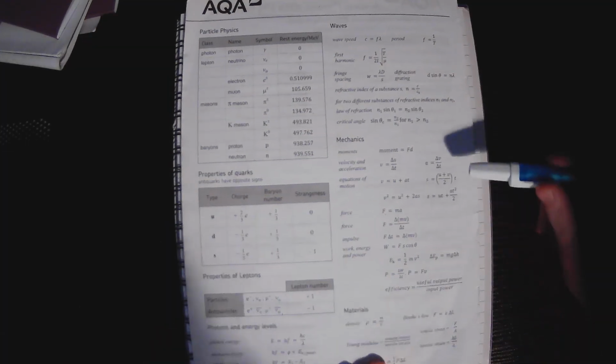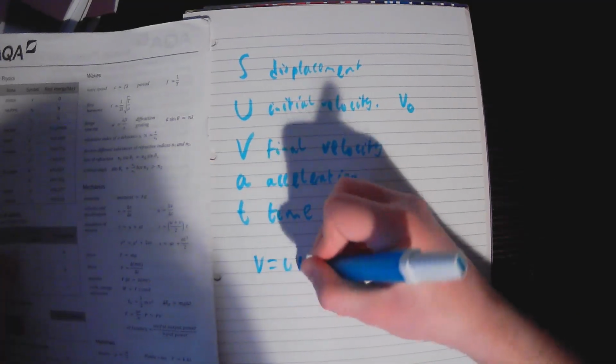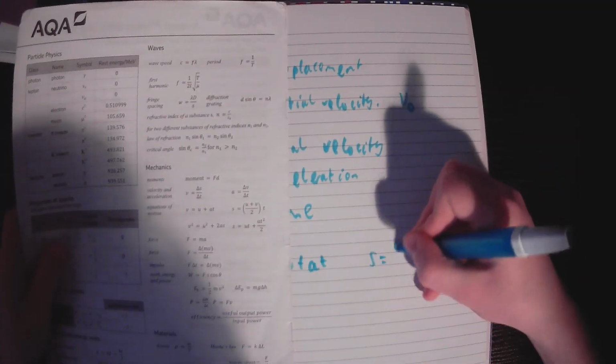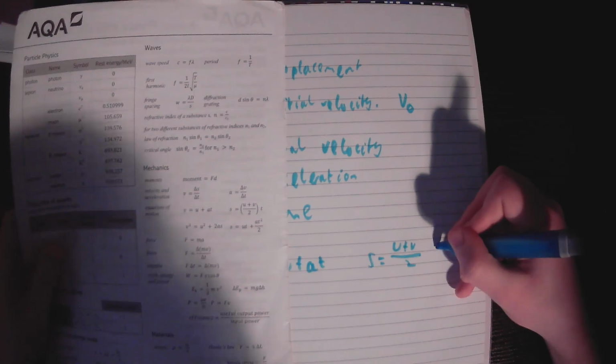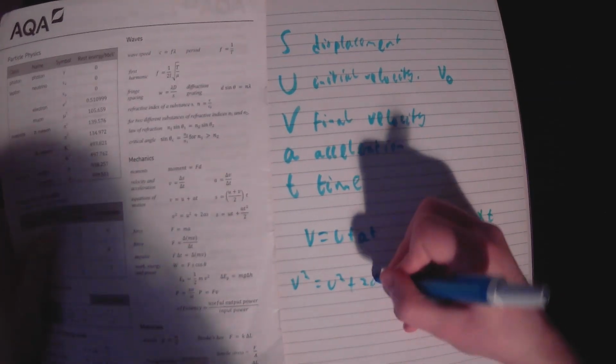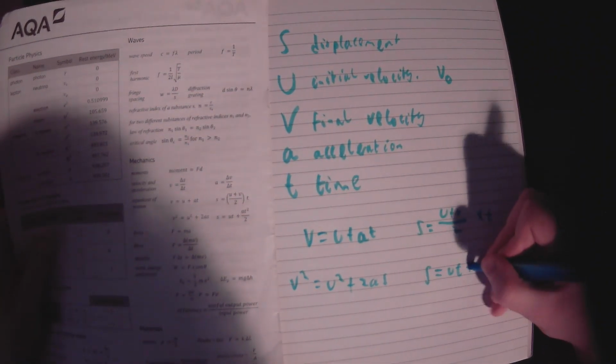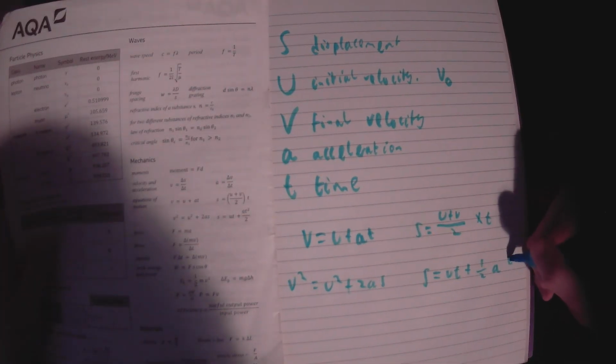So, I have my formula book here, and the equations are as follows. V equals U plus AT. So, I'm just going to get this written down. V equals U plus AT. S equals U plus V over 2 multiplied by T. V squared equals U squared plus 2AS, and S equals UT plus a half AT squared.